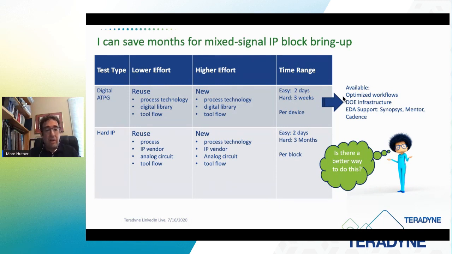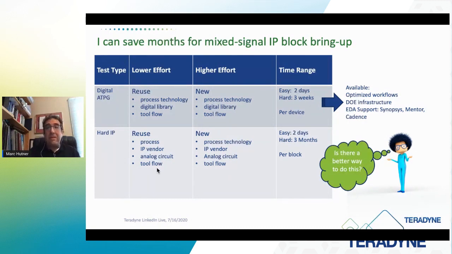Now with hard IP blocks, it has the same fundamentals. If you're reusing the same blocks, which is process, IP vendor, analog circuit, tool flow, it can be as easy as 2 days. Where this gets difficult is where you have a new revolutionary architecture, a new process technology, a new IP vendor or analog circuit and tool flow. There, it could be as bad as a month or 2 months or 3 months.